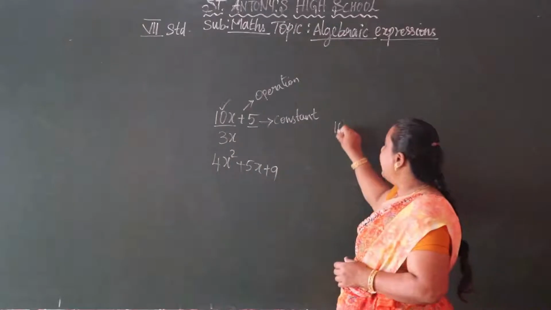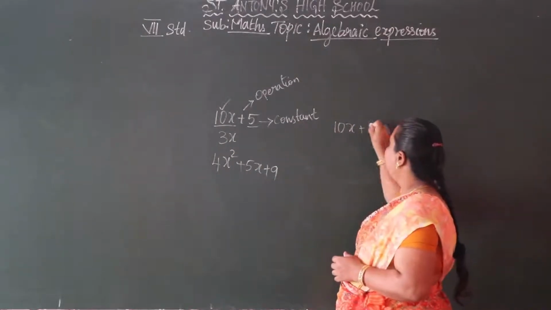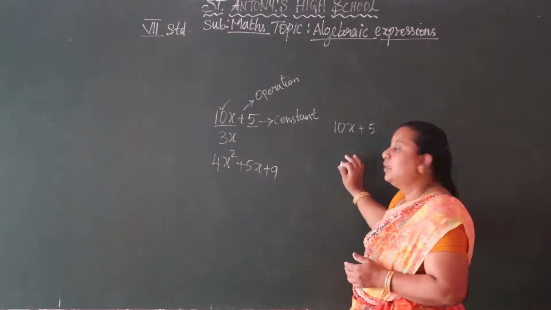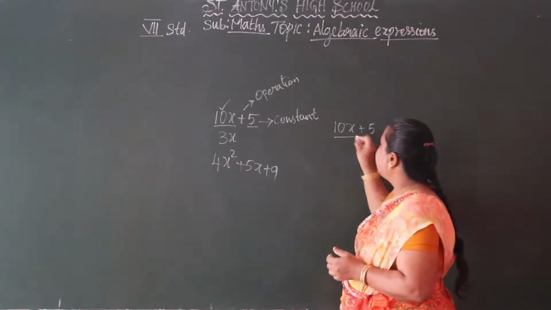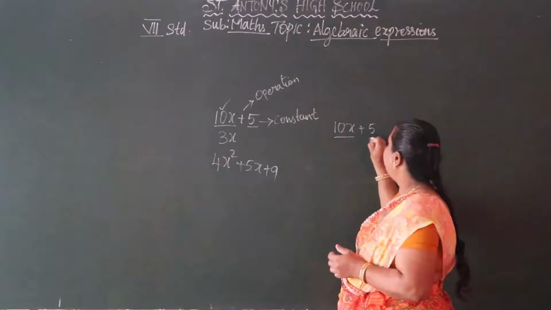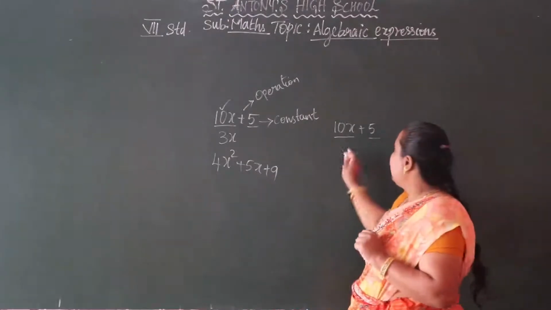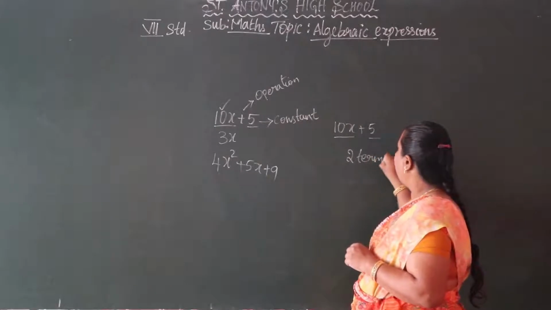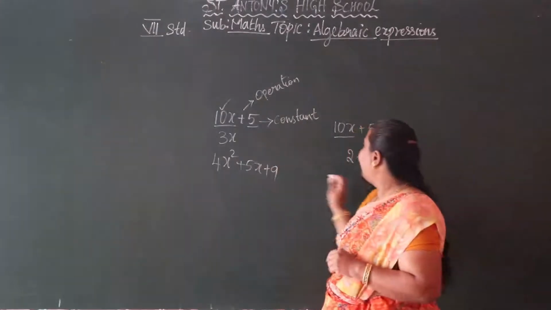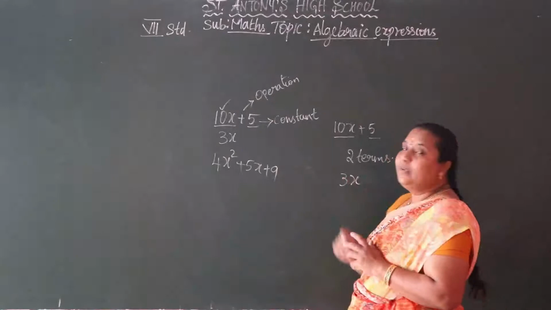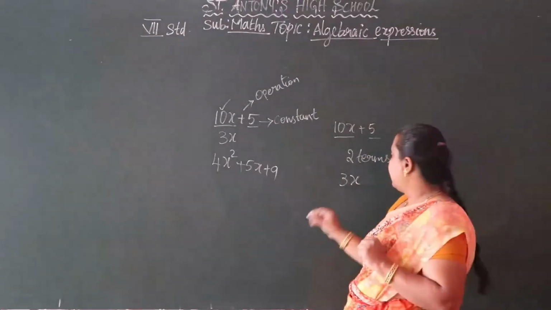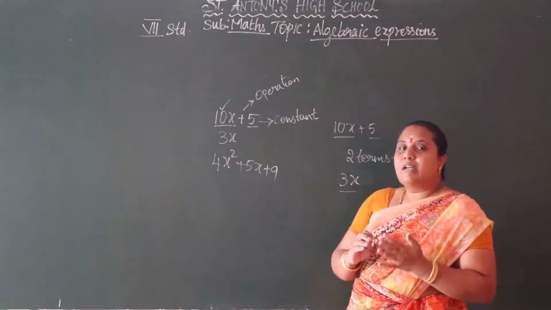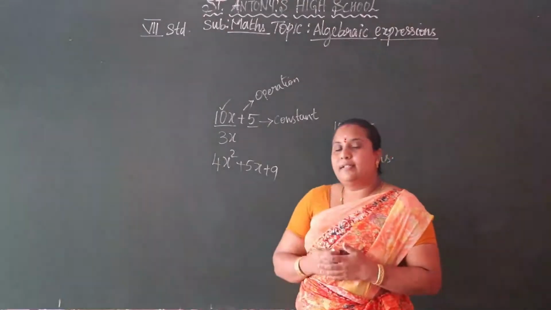In 10x + 5, how many terms do we have? Here we have 2 terms. 10x is one term and 5 is another term. Similarly we have 3x. In 3x how many terms? Only one term. So which operations divide the terms and which do not?